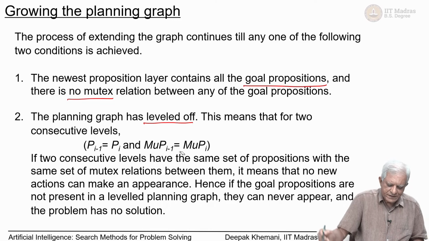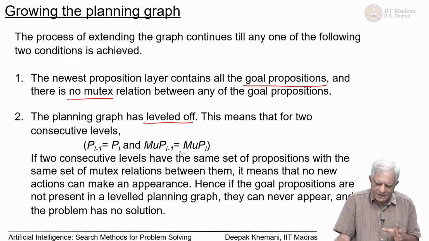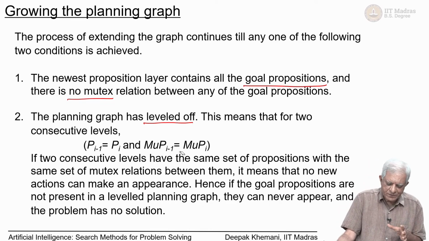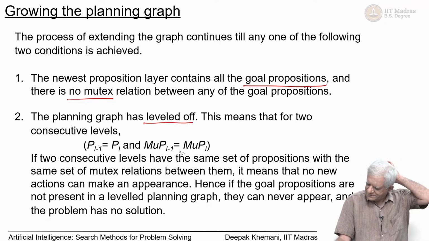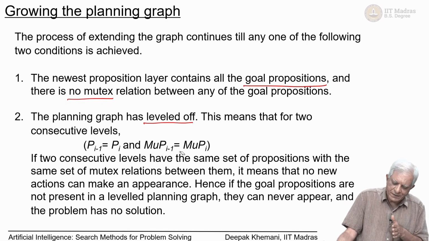So, that is what I have said here. If 2 consecutive layers have the same set of propositions with the same set of mutual relations between them, it means that no new actions can make an appearance after that, and hence if the goal propositions are not present in the leveled planning graph, they can never appear and the problem has no solution. So, in either case it will stop growing the planning graph.